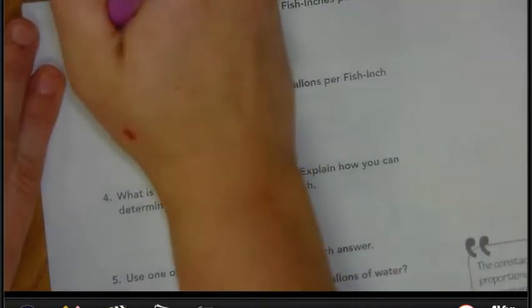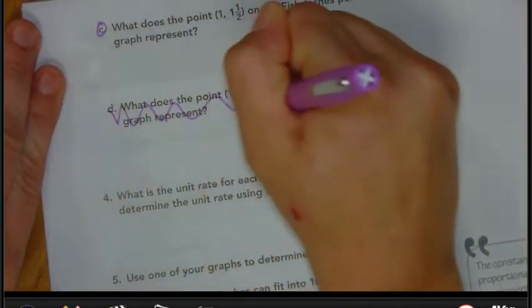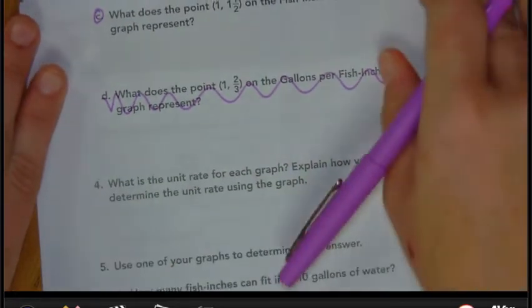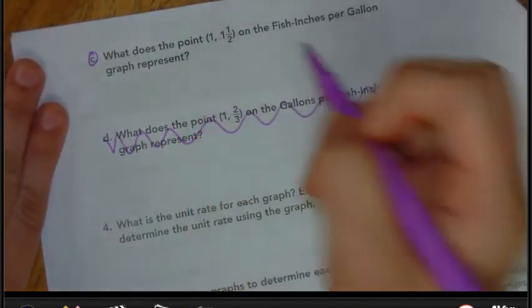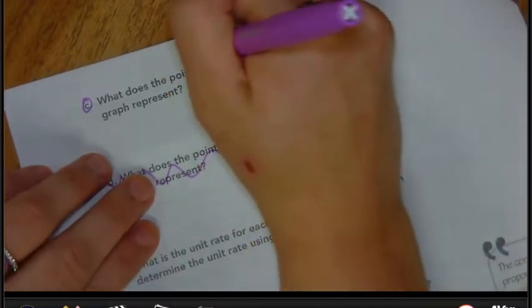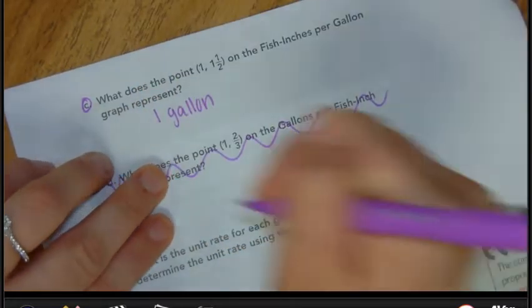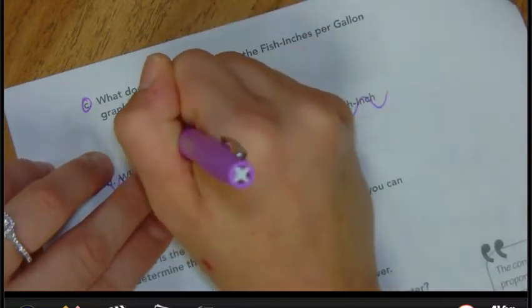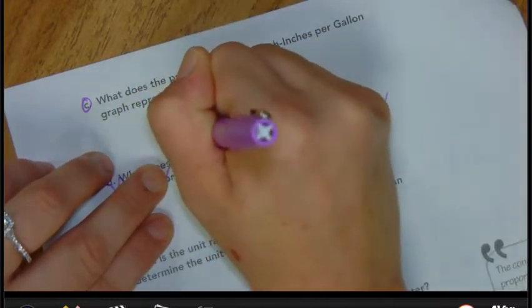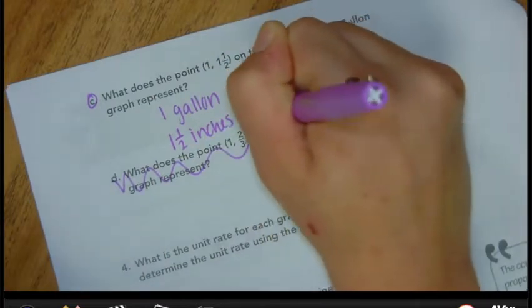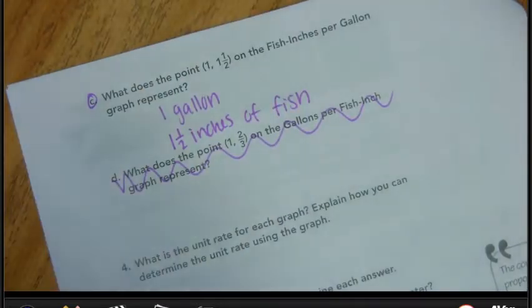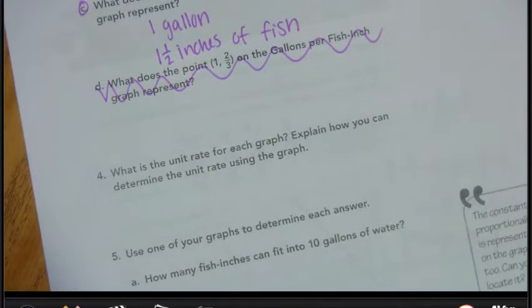All right. And then let's take a look at C, because remember, we can only do one of these because we only did one graph. What does the point (1, 1.5) represent? Well, remember, x is the gallons, so 1 gallon can represent 1.5 inches of fish. So 1 gallon of water can represent 1.5 inches of fish.